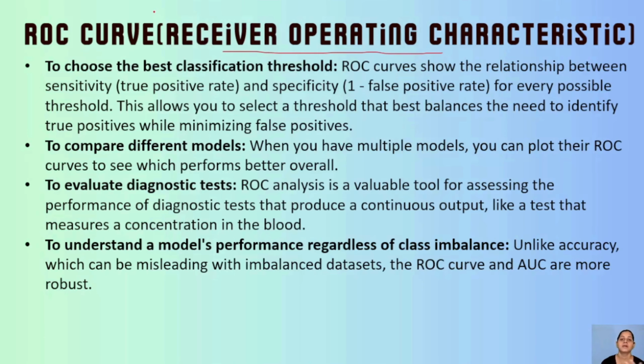So one is it helps to choose the best classification threshold. Suppose you are defining thresholds of 0.4, 0.7, 0.6, 0.9 like that. Out of those thresholds, which threshold is good? It's going to tell that. And with that, what exactly is happening? We can see how balanced your true positive is with your false positive, how balanced the data points are.